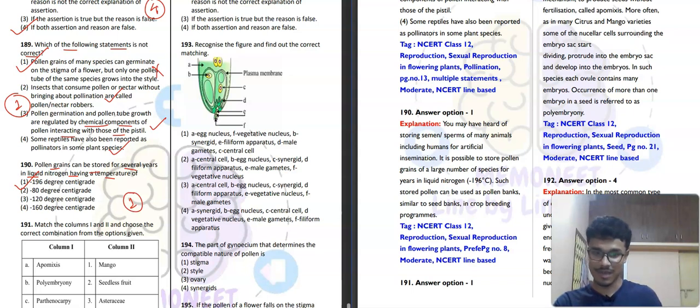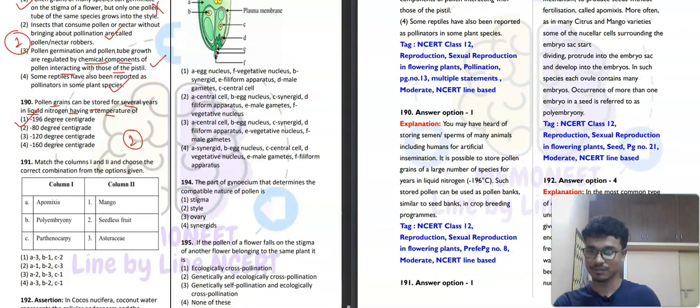The next one is match the column, 191. Apomixis, polyembryony, parthenocarpy, mango, seedless fruit, or Asteraceae. So we know that parthenocarpy results in seedless fruit, that is banana. Apomixis we can see in the Asteraceae family, and also polyembryony can be seen in citrus and mango. So A 3, then B 1, C 2. The first option will be our correct answer for this question.